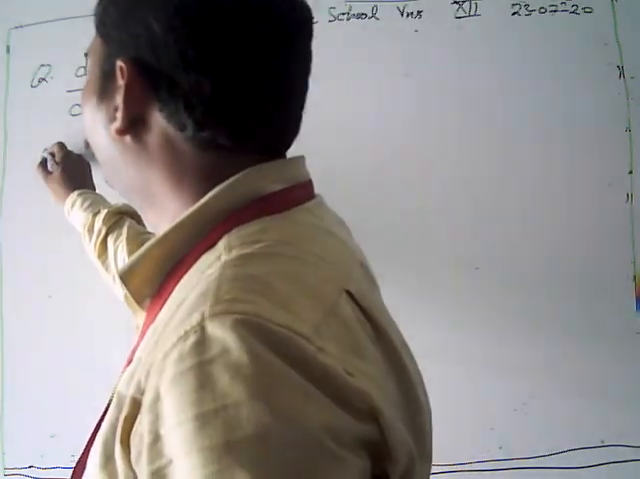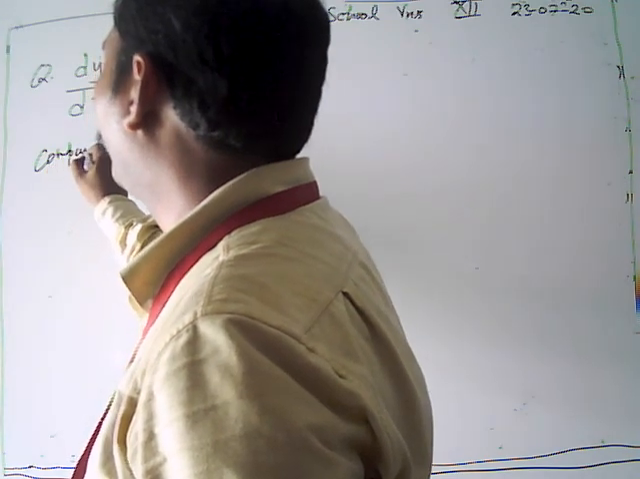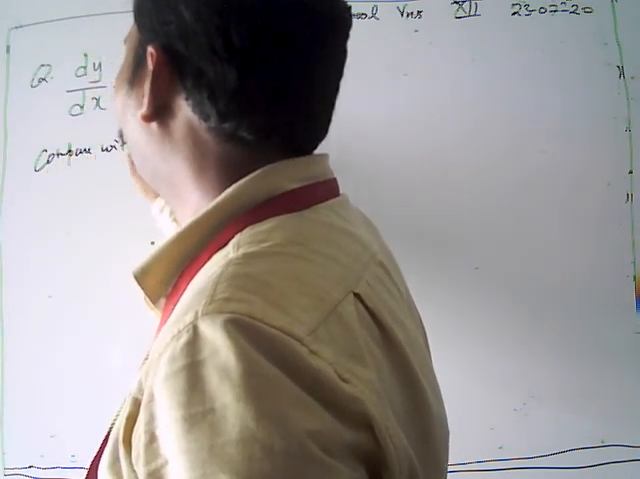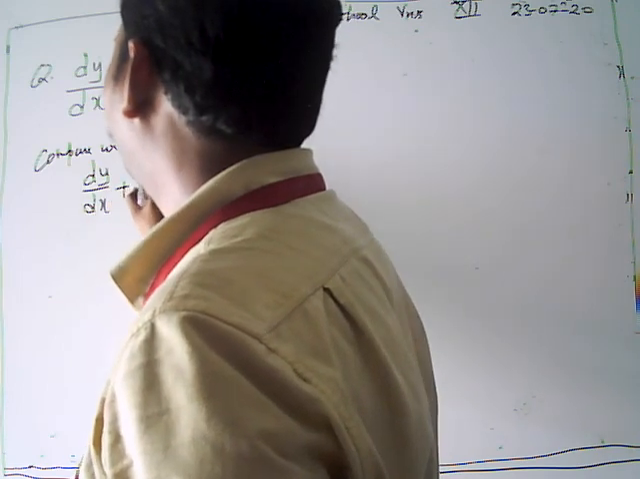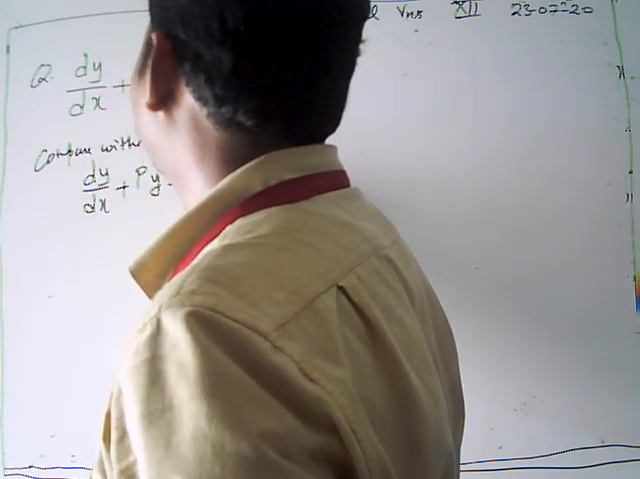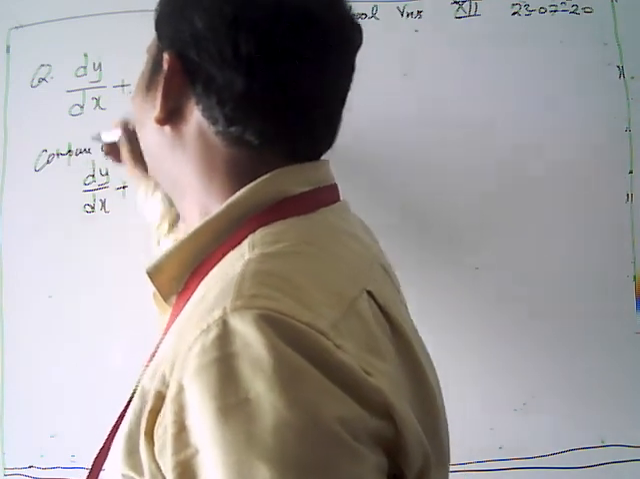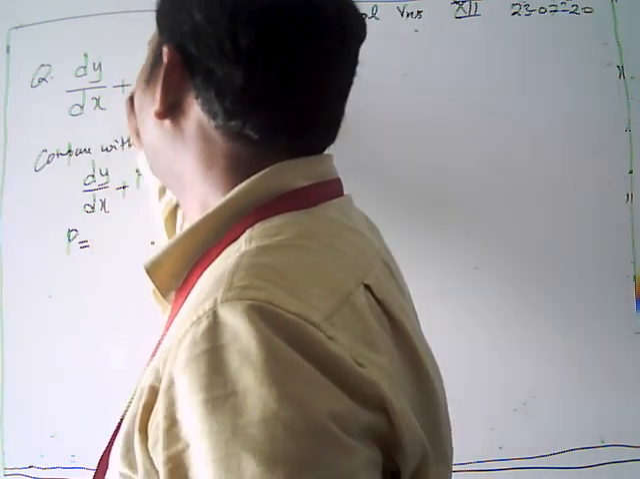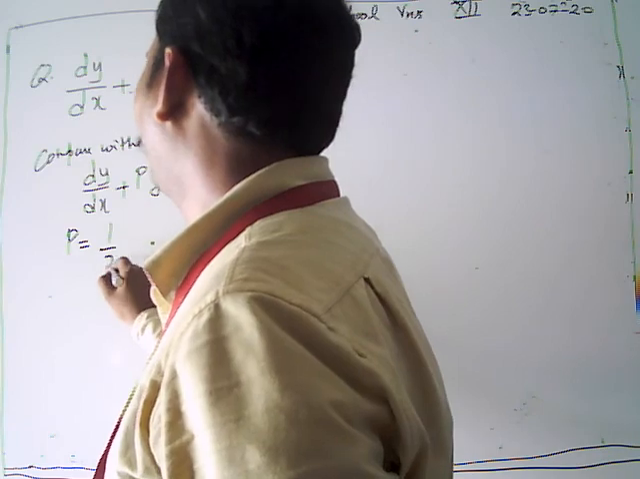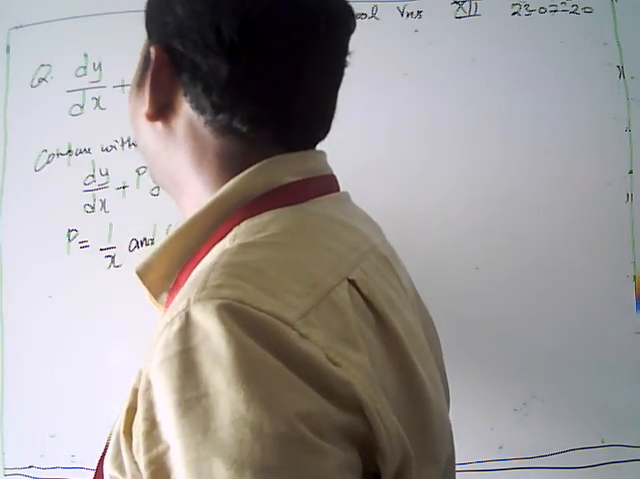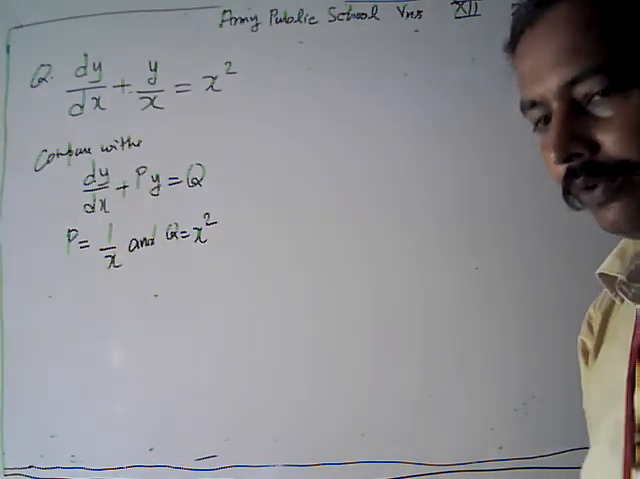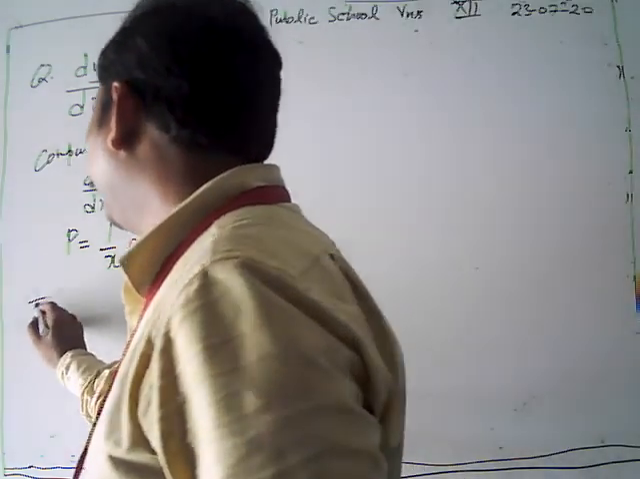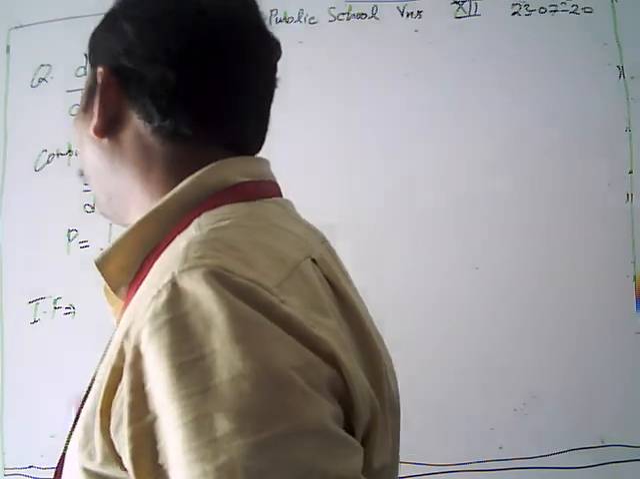Now we are going to compare with dy/dx plus py is equal to q. Then what is our p? It's the coefficient of y, so p is 1 by x. And what is our q? It's x square.